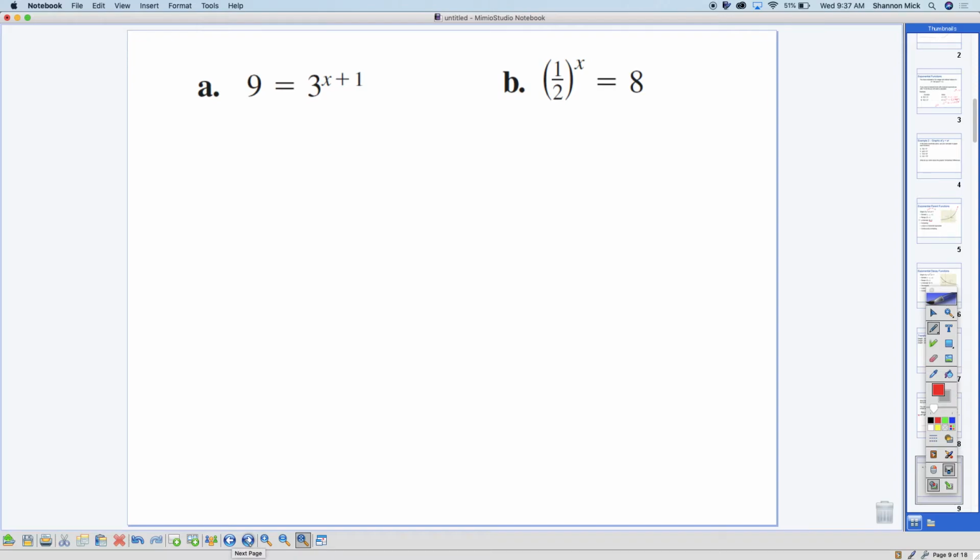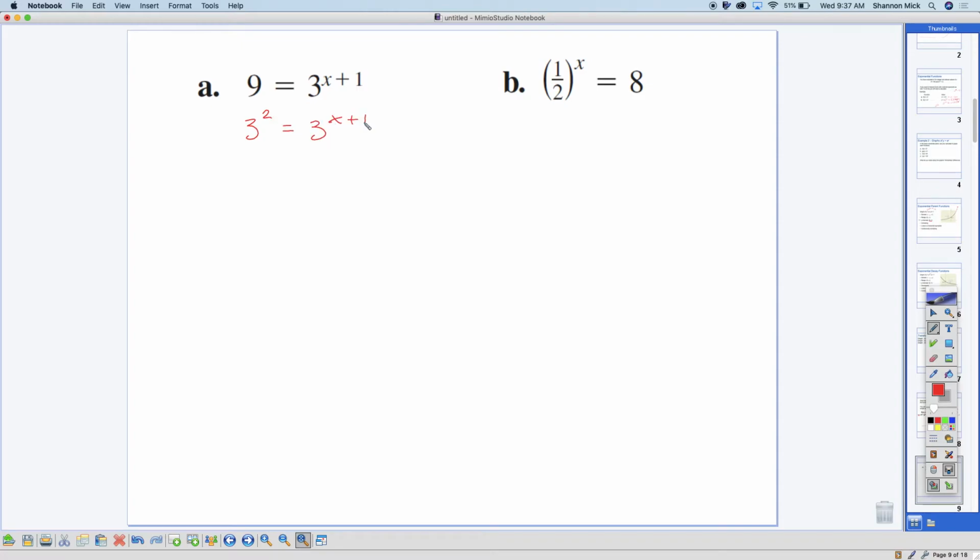Okay, so 9 equals 3 to the x plus 1. My bases are not equal, are they? No. But can I make them equal? Yeah. Can I make 3 and 9 be 3? What is 3 squared? So I can make it 3 squared equals 3 to the x plus 1.